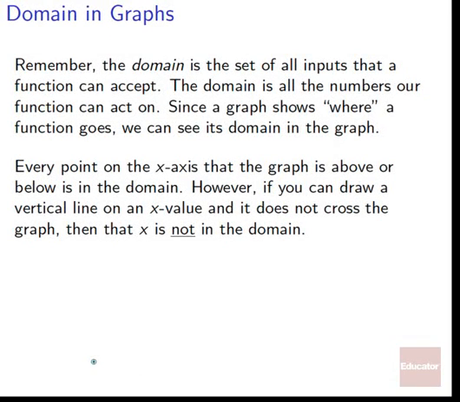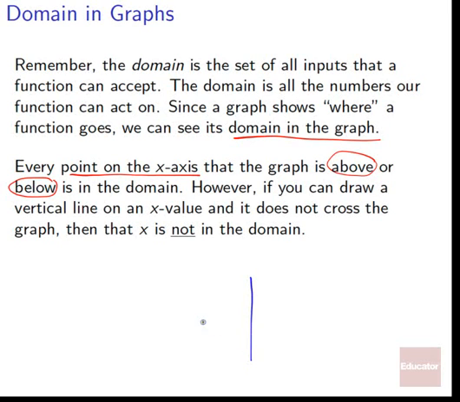Remember, the domain is the set of all inputs that a function can accept. We talked about this when we first talked about functions. The domain is what the function can act on, the numbers that the function can do something to. A graph shows where a function goes, so it means that we can see the domain in the graph. Every point on the x-axis that the graph is above or below has to be in the domain of that function. However, if we can draw a line on an x value and it does not cross the graph, then that x is not in the domain.